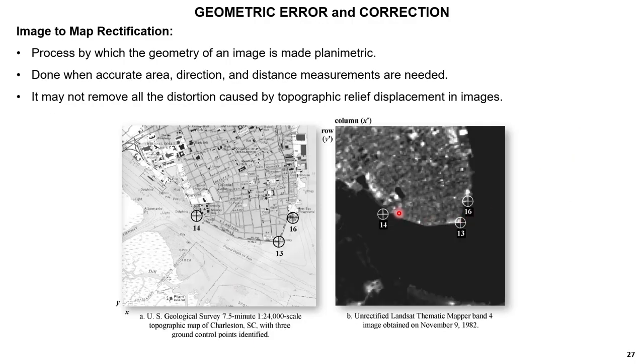So now let's move on to the technical part. First is the image to map rectification. So this is your map. Consider this as your topo sheet, which can be obtained from Survey of India. And in that map, you have identified your GCP points. These 14, 13 and 16 are your GCP points. So this is your actual reference, and this is your satellite image. Now we are going to stretch this data so that this image fits exactly onto this particular reference data.